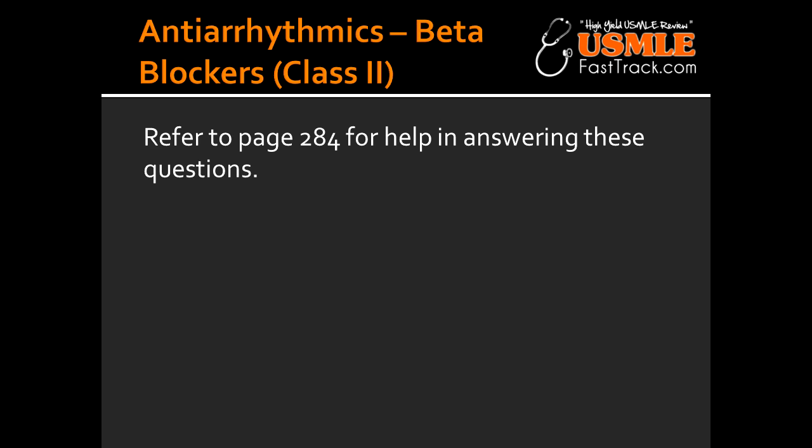Class 2 antiarrhythmics. What are the class 2 antiarrhythmics? The class 2 antiarrhythmics are beta blockers. Name some of the beta blockers that are used as class 2 antiarrhythmics. Some of the beta blockers that are used as class 2 antiarrhythmics include metoprolol, propranolol, esmolol, atenolol, and timolol. So these are the drugs that have the -olol ending.